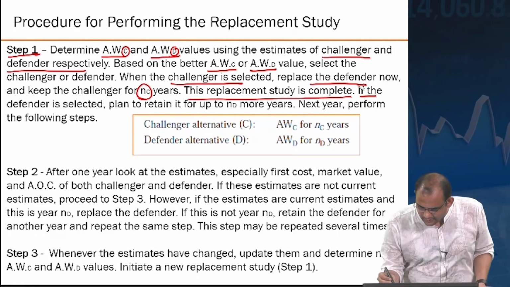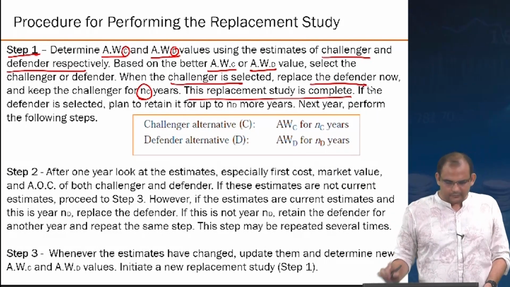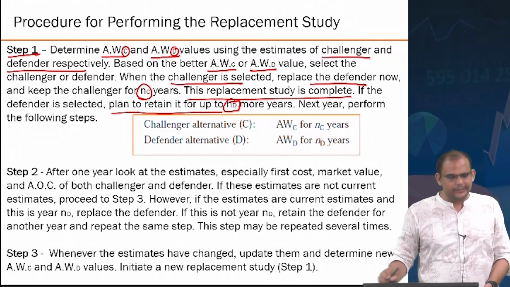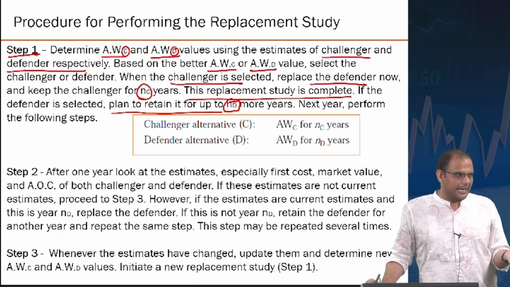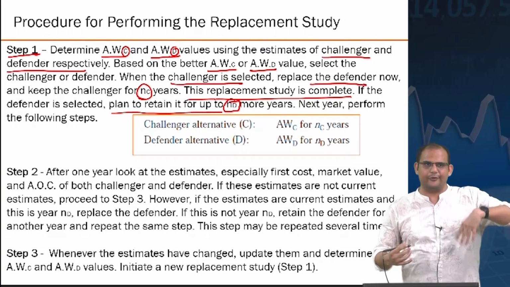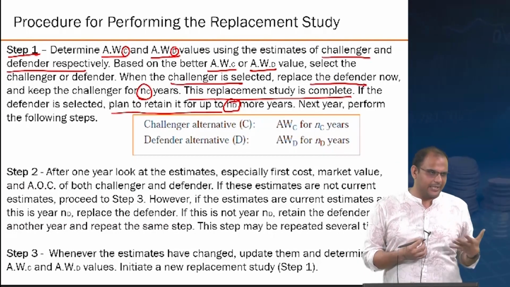If the defender is selected, plan to retain it up to ND more years. Ideally, you need to do this estimate for that same logic. If you are selecting the challenger for NC years, you need to select the defender for ND more years.